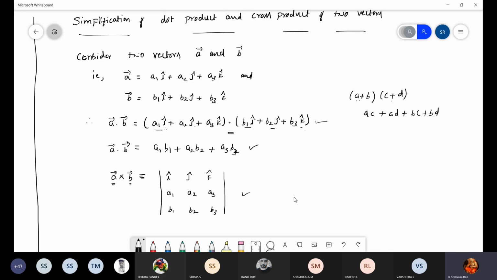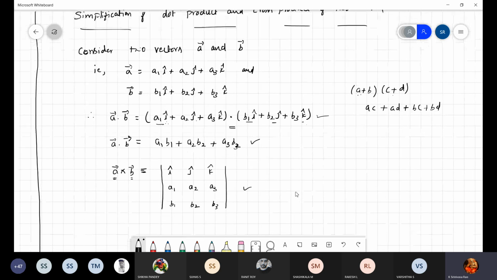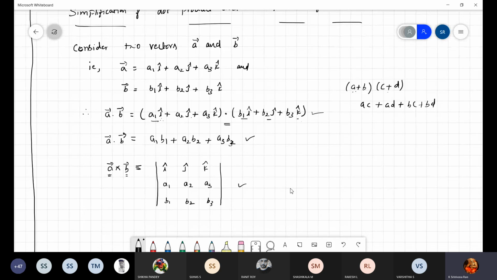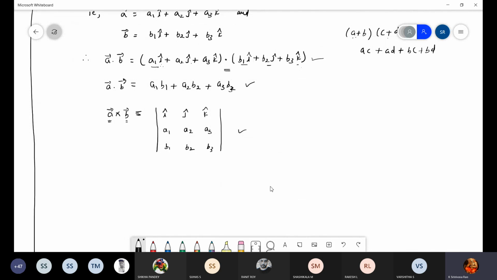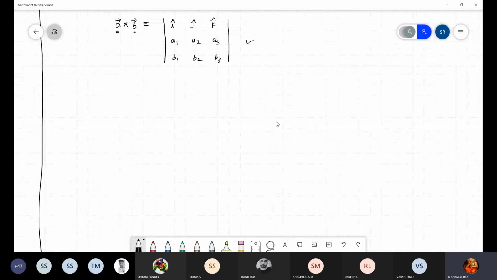Okay, this is very important: dot product and cross product of two vectors. The next heading is angle between two vectors. Whatever definitions I'm giving, we will use in the problems. Okay, angle between two vectors. Take down.